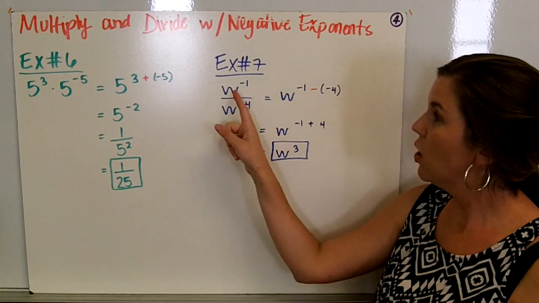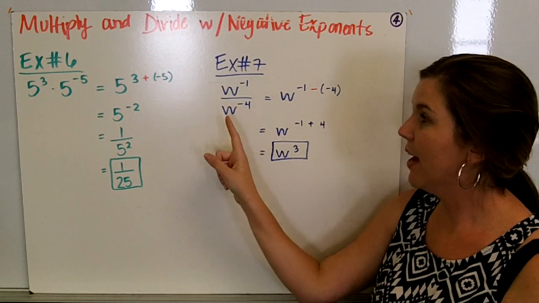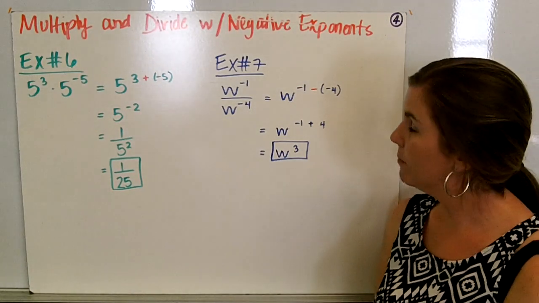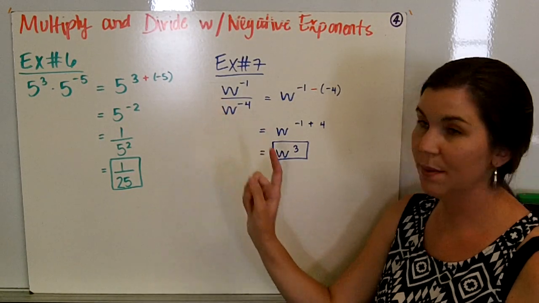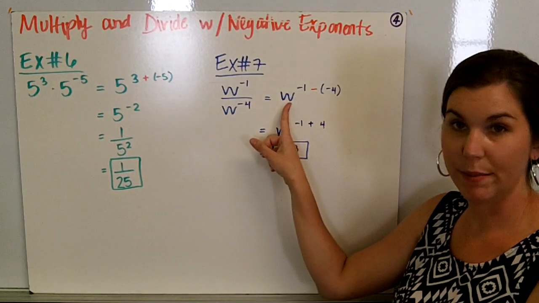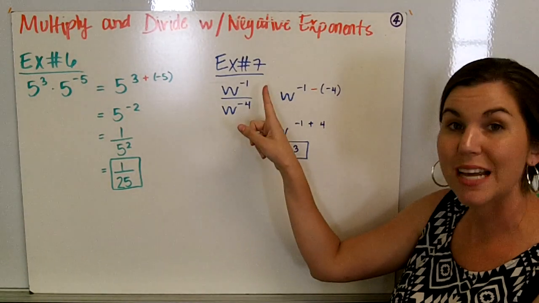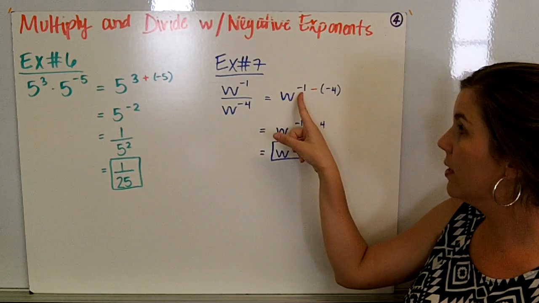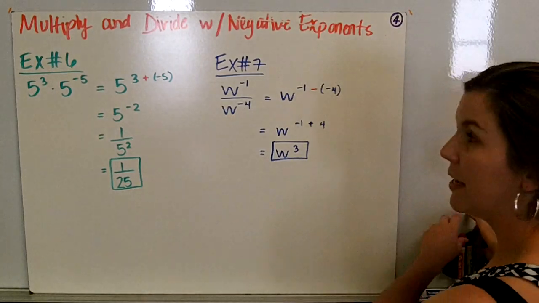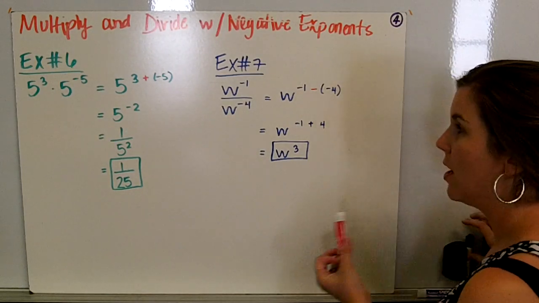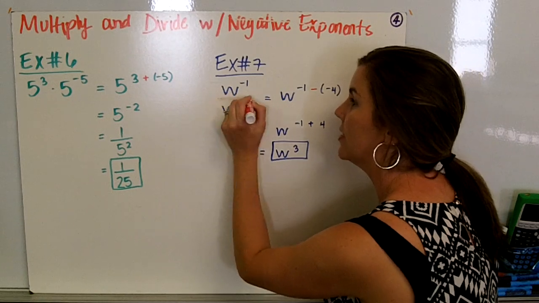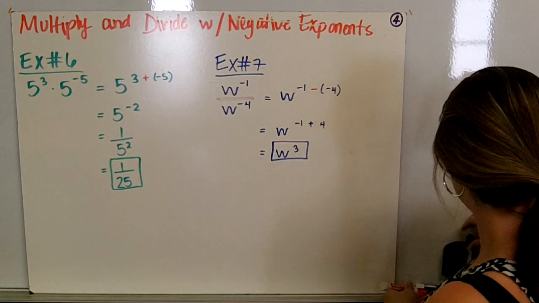Example number 7, w to the negative 1 divided by w to the negative 4. Now you've done this rule as well. When dividing like bases, you subtract the exponents. Keep the base, w, and subtract the exponents. Remember, top subtract bottom. Negative 1 minus negative 4. Remember, I told you that you should consider that division bar as a big negative sign, so you remember to subtract. Consider this as a big negative sign.